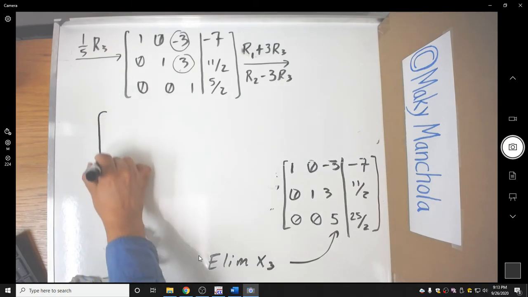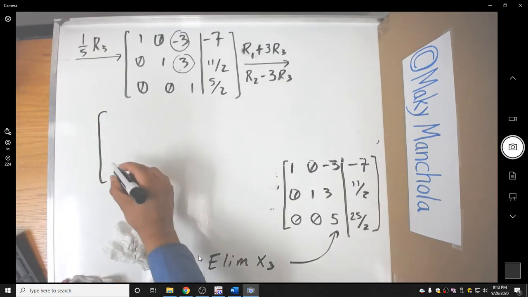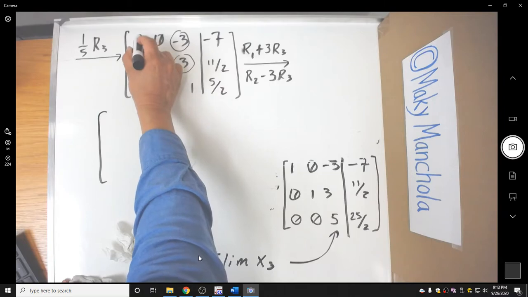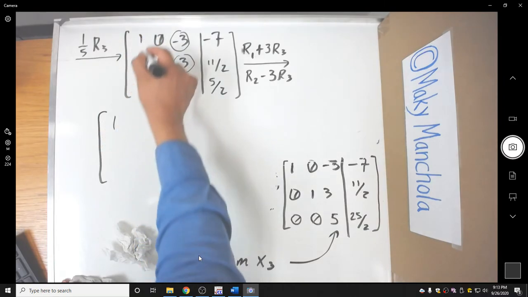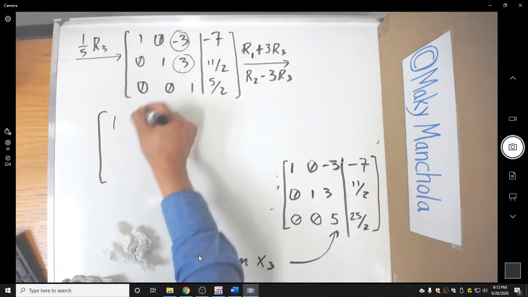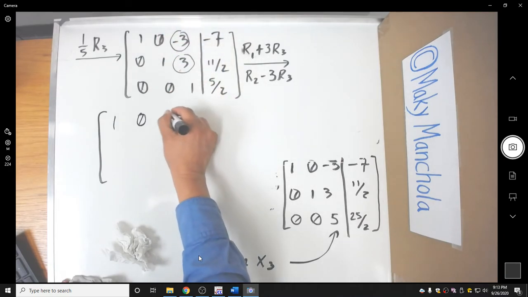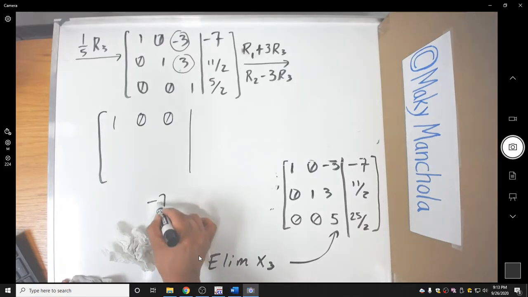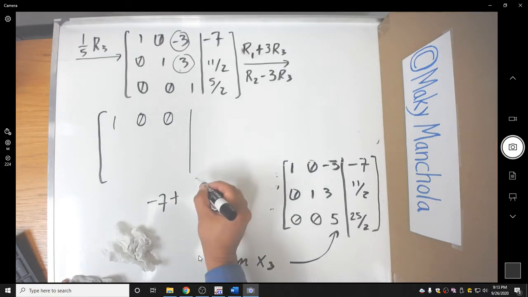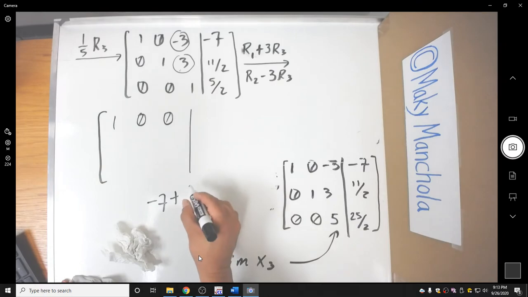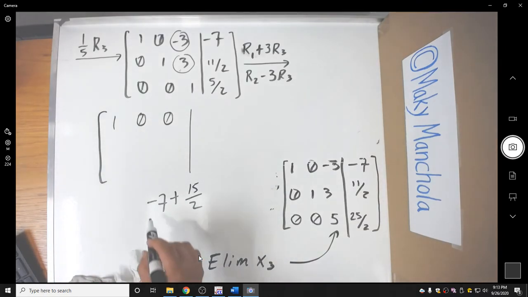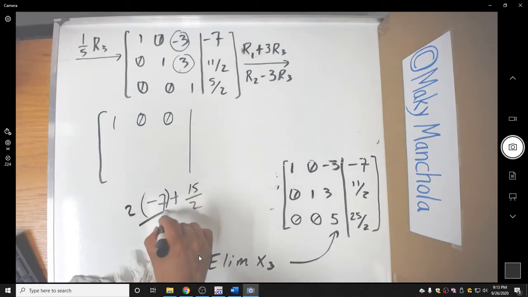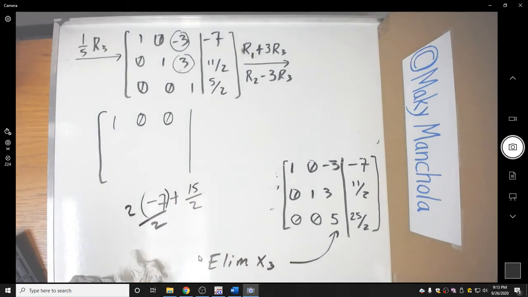Okay, so here is the result. 1 plus 3 times 0 is 1. 0 plus 3 times 0 is 0. -3 plus 3 is 0. So here we have -7 plus 3 times 5/2, which is 15/2. Now, that becomes -14/2 plus 15/2, which is 1/2.